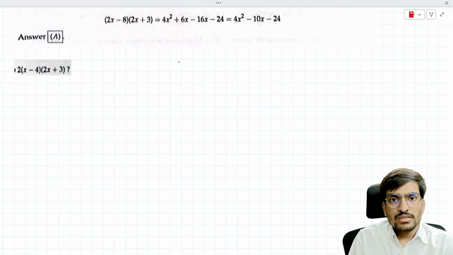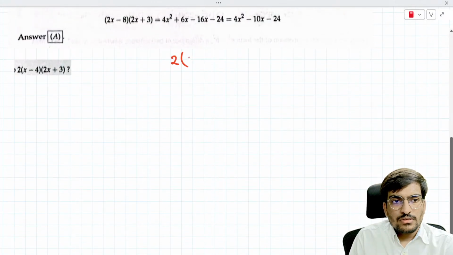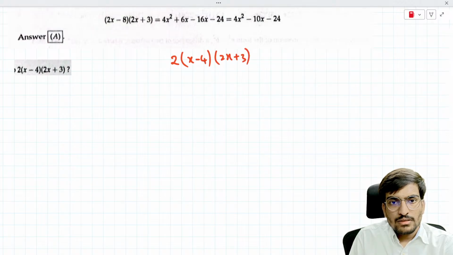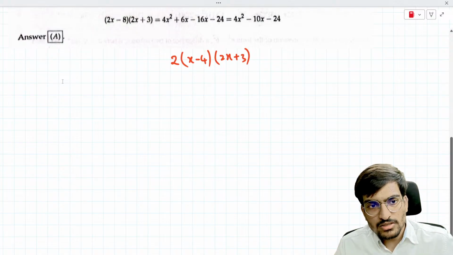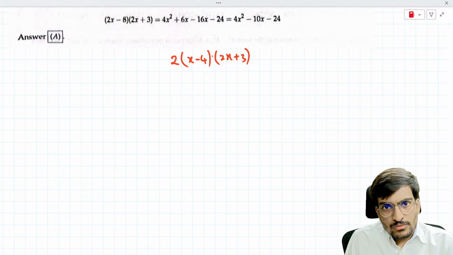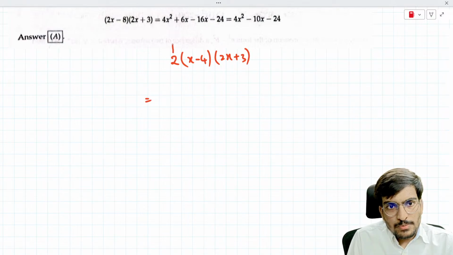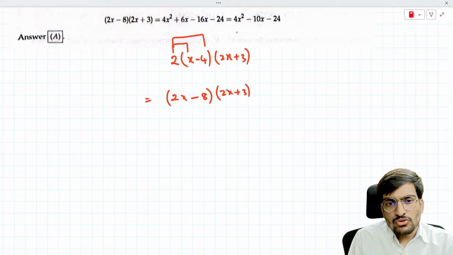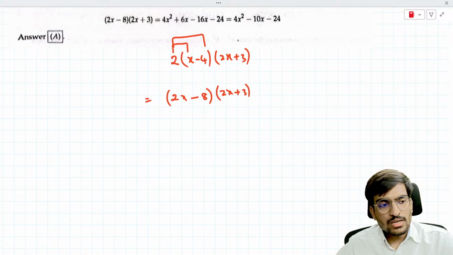So the question is 2 times x minus 4 and 2x plus 3. So first of all, I think by now you should know how to solve these kinds of expressions, like multiplying. So let me do this part first. I multiply this with this and this with this. When I do first 2 into x, 2x, and then minus 2 into 4, 8. So I got this expression, and we have to solve these two expressions as well. But how are we able to solve this?